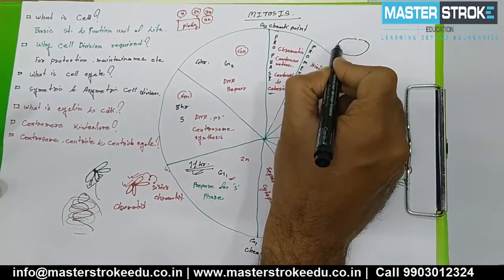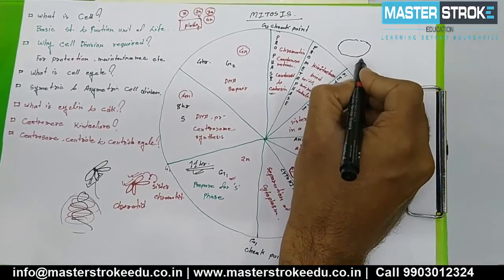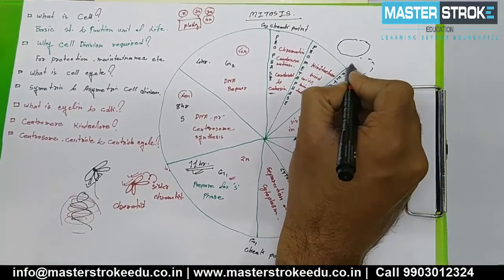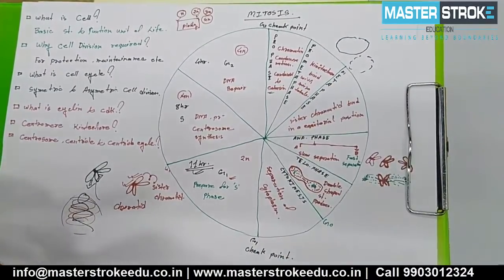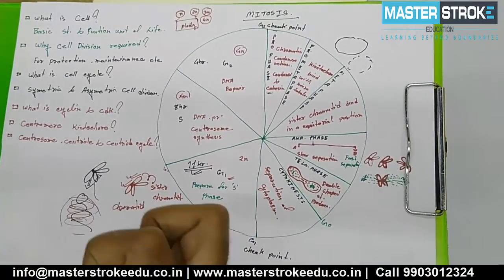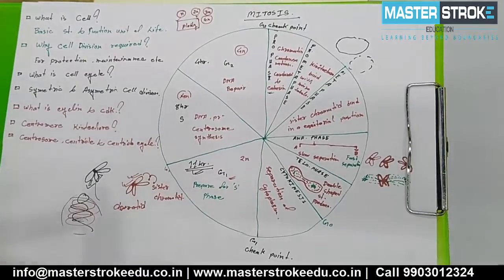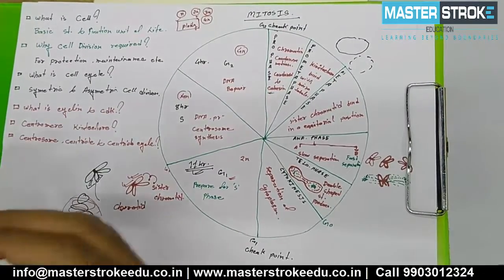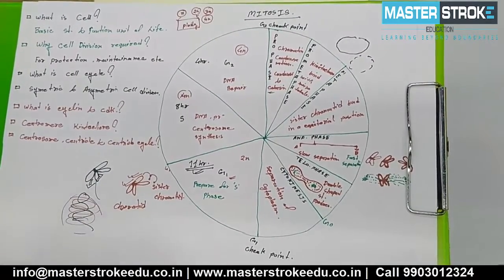The nuclear material became degraded. Okay, this is very necessary because there must be segregation taking place. So the nucleus must be degraded. So that happened in the later phase of the prophase.